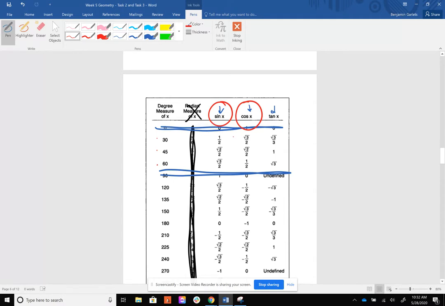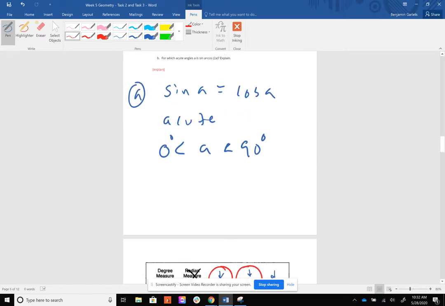We can see here that these are not equal. Sine of 30 degrees is not equal to cosine of 30 degrees, and sine of 60 degrees is not equal to cosine of 60 degrees. But there's a really unique relationship here where the sine of 45 degrees is equal to the cosine of 45 degrees. So, yay, we did part A, and we used different information.